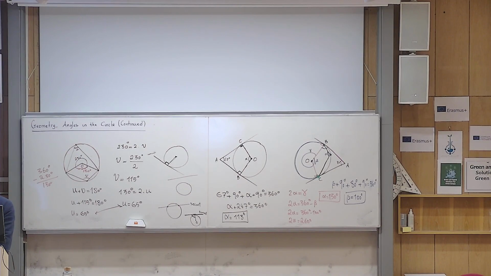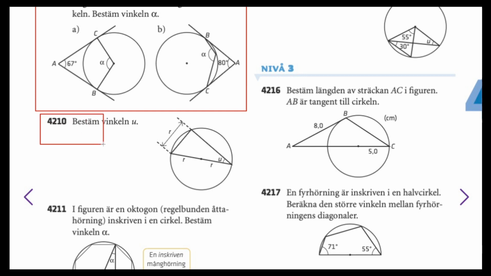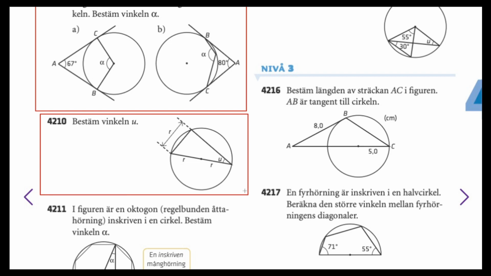I don't know what has happened here. Okay, so let us see if we can solve this problem. It might be a nice problem. Yes, I want to wait for you. Problem 4210. We are supposed to use the information on the picture to find angle U. I think it's a good problem. I want to wait for you to solve it.